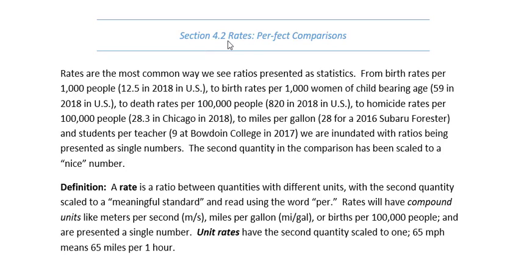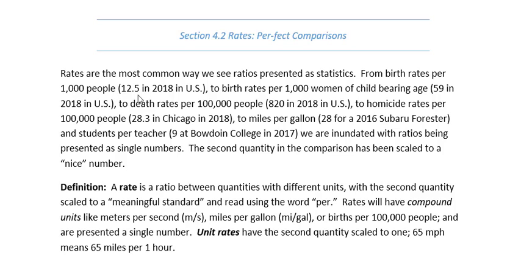Okay, it's 4.2, rates. We see rates everywhere, and one of the most common ways we see ratios presented is as statistics. Here are some rates. Births per 1,000 people: there were 12.5 in 2008 in the United States. Birth rates per 1,000 women of childbearing age, which is different than people, right?